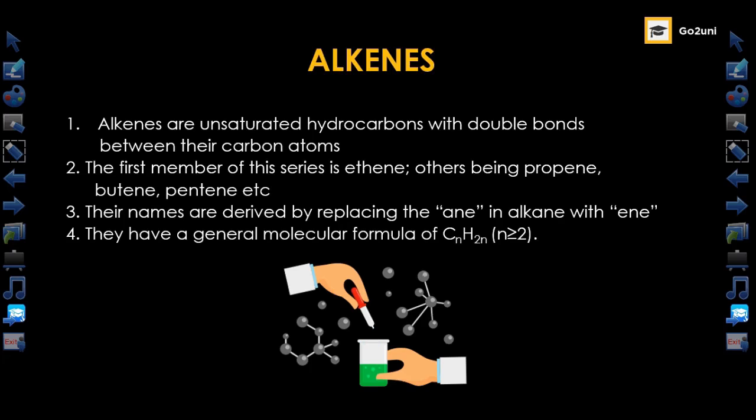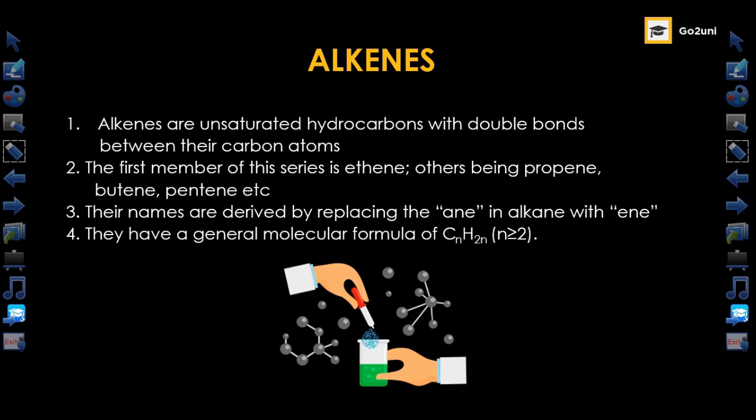The first member of the alkenes is ethene. They do not have a member like methane. Unlike alkanes, whose first member is methane, in alkenes you do not have a first member as methane, but the first member is ethene. Others are propene, butene, pentene, etc.